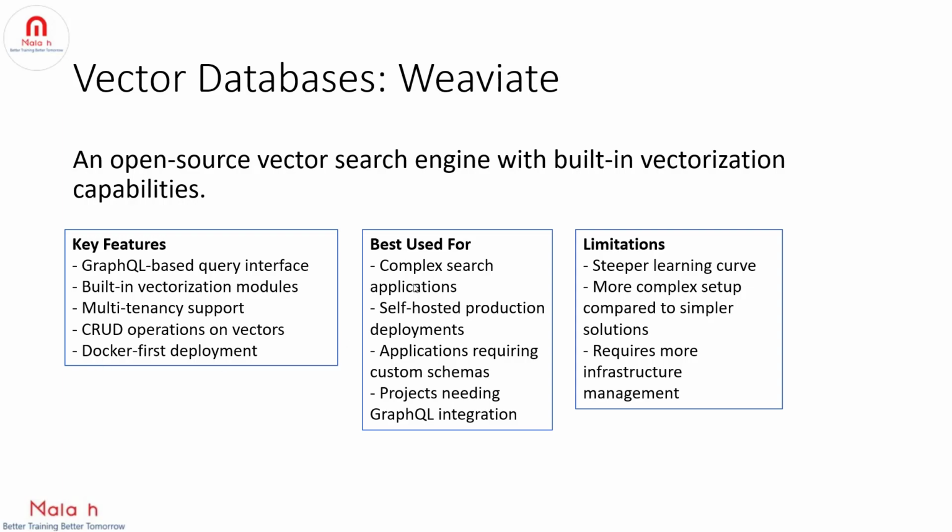Weaviate is best used for complex search applications. It is also best used for self-hosted production deployments, and for applications requiring custom schemas. Sometimes you may require to build custom schemas when you are building an application. So in that case, you can pick Weaviate. And if your project needs GraphQL integration, then you can pick Weaviate.